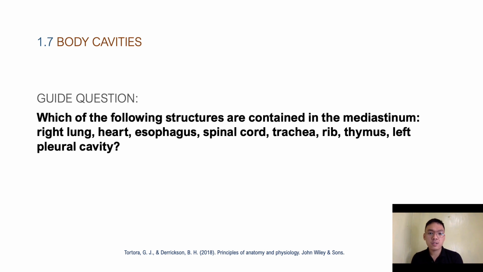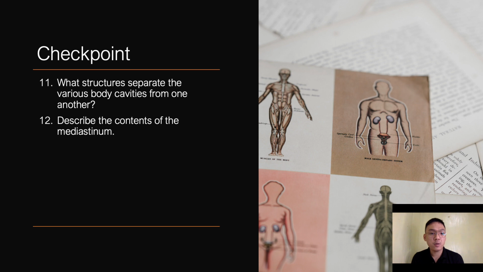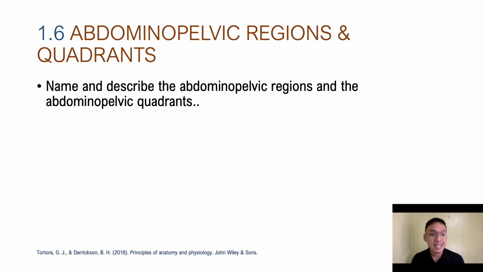Now, in your body cavities, we have a guide question. Which of the following structures are contained in the mediastinum? Right lung, heart, esophagus, spinal cord, trachea, rib, thymus, left pleural cavity. You're right. The structures in the mediastinum include the heart, esophagus, trachea, and the thymus. Question here: what structures separate the various body cavities from one another and describe the contents of your mediastinum?